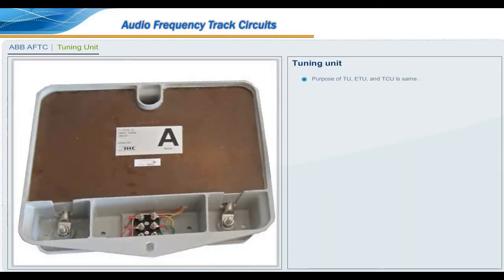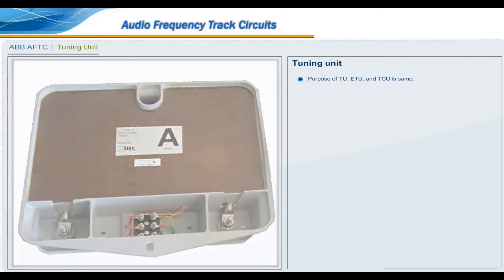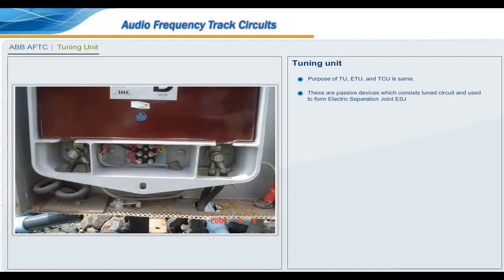Tuning unit. The purpose of TU, ETU and TCU is the same. These are passive devices which consist of a tuned circuit and are used to form the electric separation joint, ESJ. TU, tuning unit. ETU, end termination unit. TCU, track coupling unit.